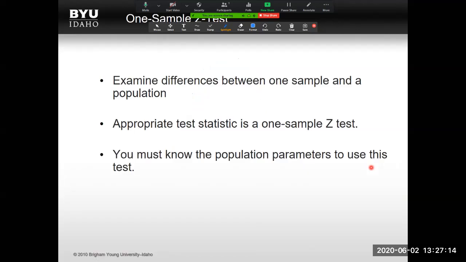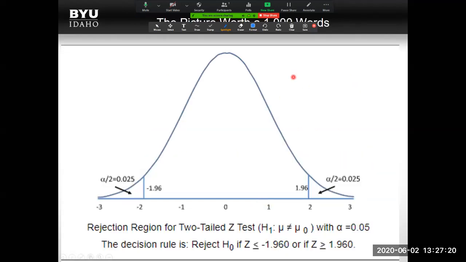So you use a z-test when you want to examine the difference between your sample and the population. So let's say that this is the population distribution for SAT test scores. And let's say that I have a sample of people that are taking the SAT test. And I want to know, do people in my sample score significantly better than people in the population who take the SAT? I could do a z-test.